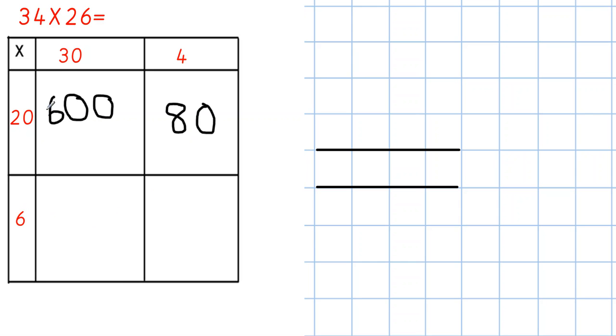And I know that 6 times 3 is 18. So 6 times 30 is 180. And I know that 6 times 4 is 24. So here I've got 680.